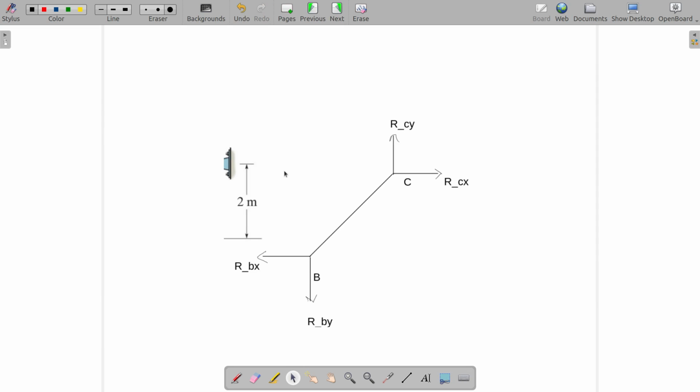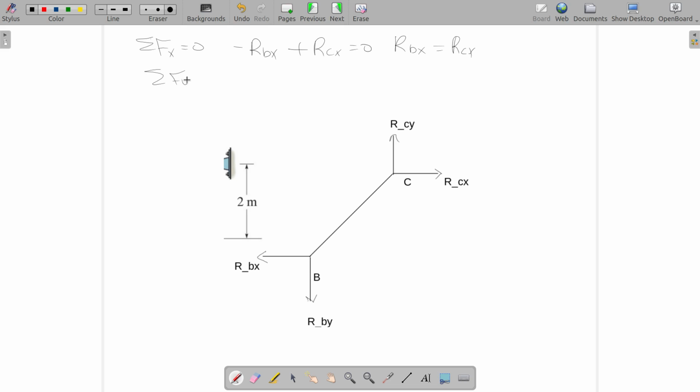So for this member, the net force in x direction is 0. That means that minus RBX, this is minus because it's acting towards left, plus RCX is equal to 0. That means that RBX is equal to RCX.